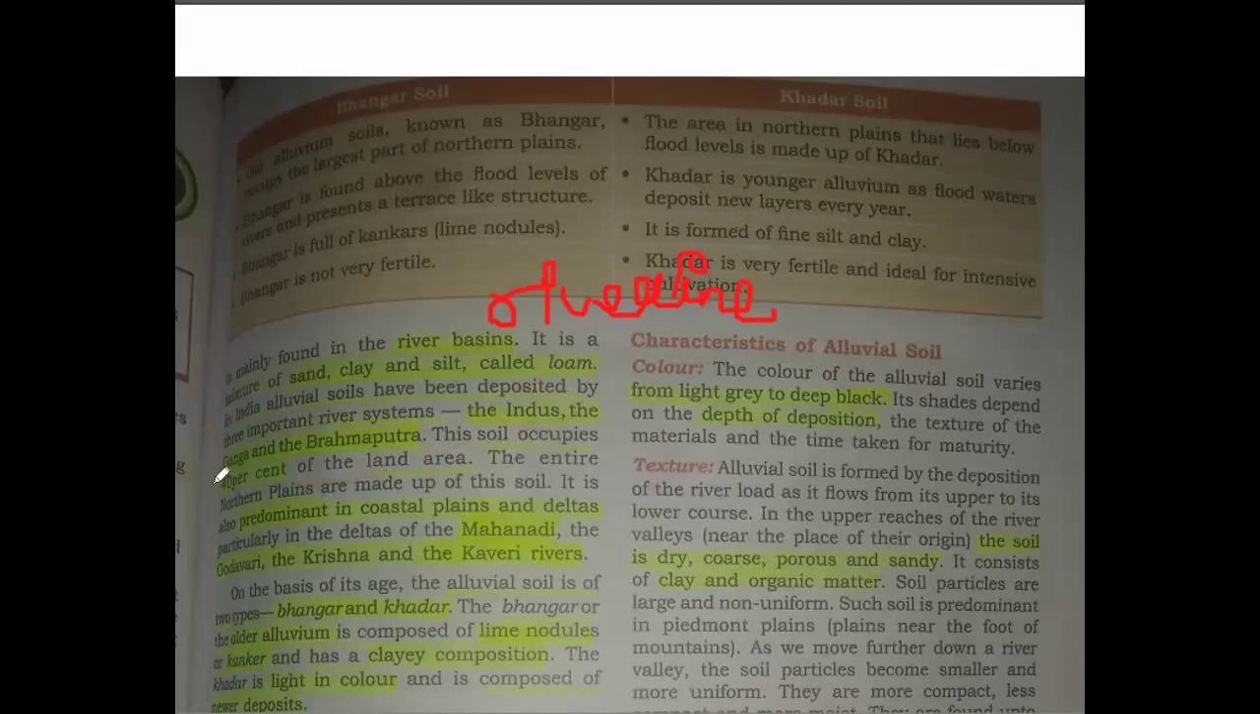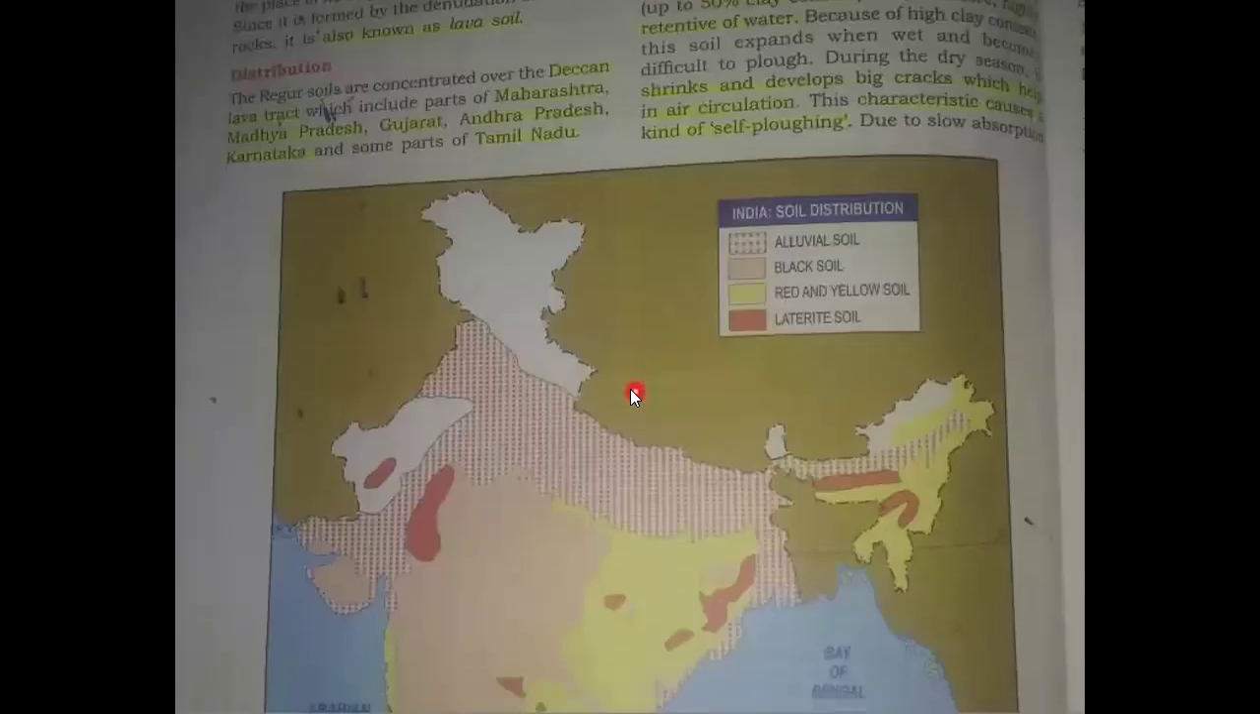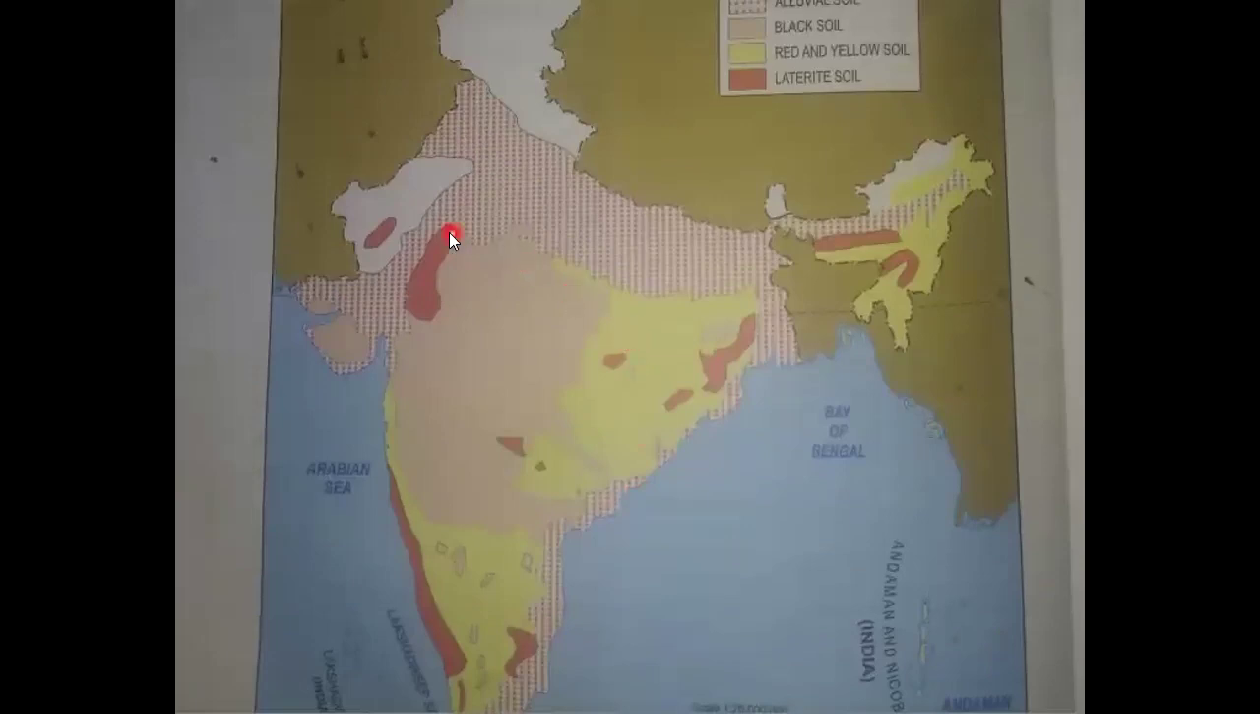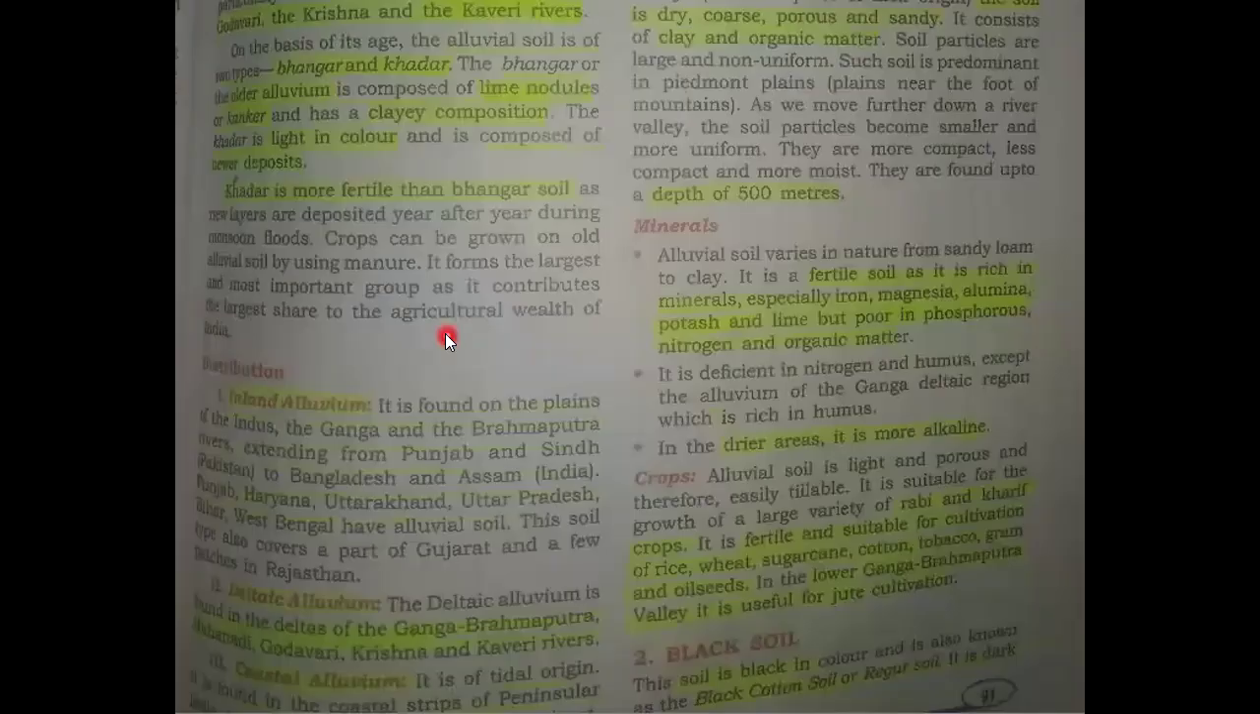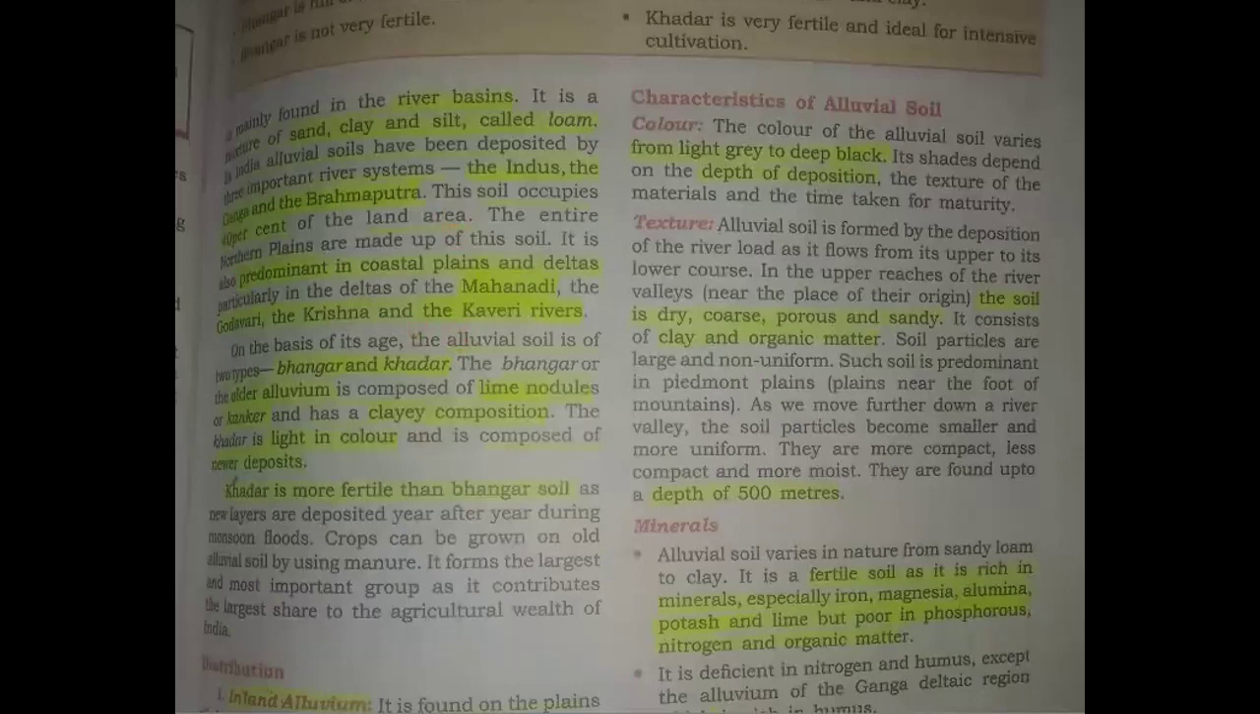This soil occupies 40% of land area. You want me to show the diagram? I can. It is actually like 40%. So this dotted structure is the alluvial soil. So this covers 40% of the India's land of our country. So cool, right? We'll continue.